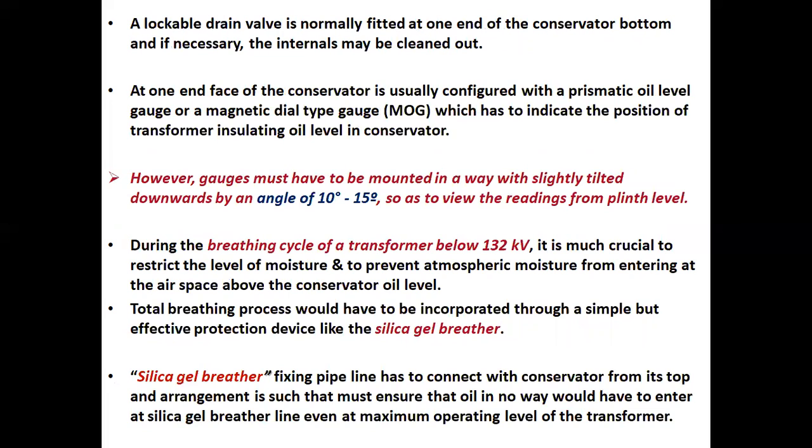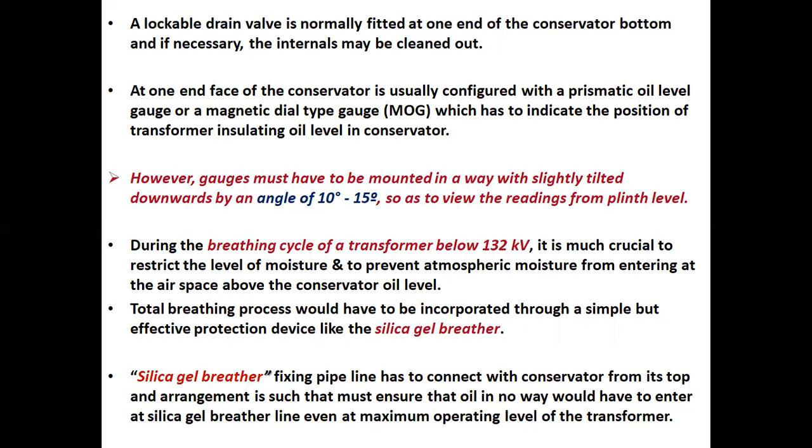A lockable drain valve is normally fitted at one end of the conservator bottom, and if necessary, the internals may be cleaned out. At one end face, the conservator is usually fitted with a prismatic oil level gauge or a magnetic dial type gauge, which indicates the position of the transformer insulating oil level in the conservator.